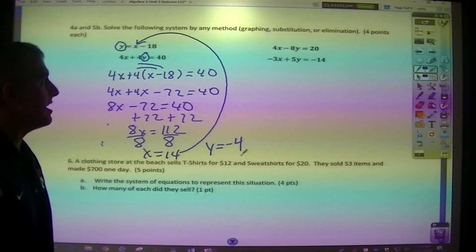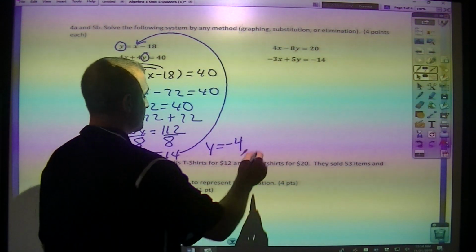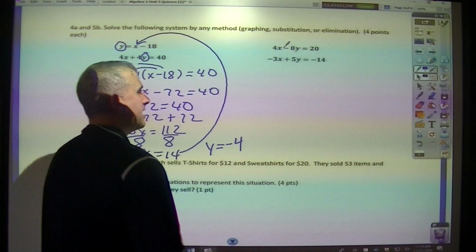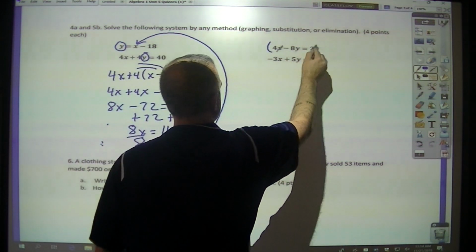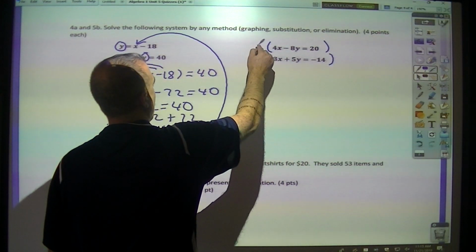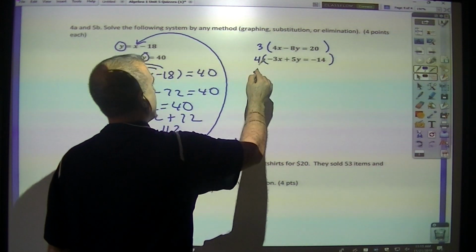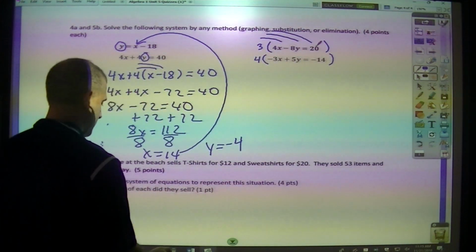All right, I'm going to show you 2 ways to do this one. First way is by elimination. Now, nothing looks like it's going to eliminate there, because the numbers are not the same. So what I'm going to do is multiply all of these by 3, and all of these by 4. When you multiply, always multiply by positive numbers.